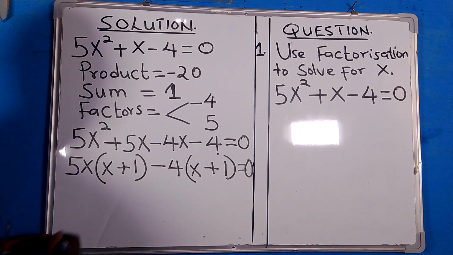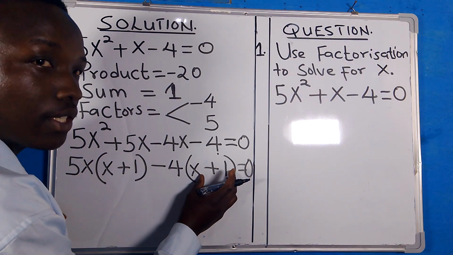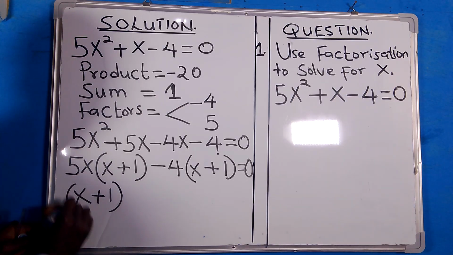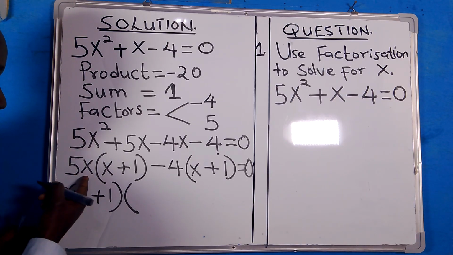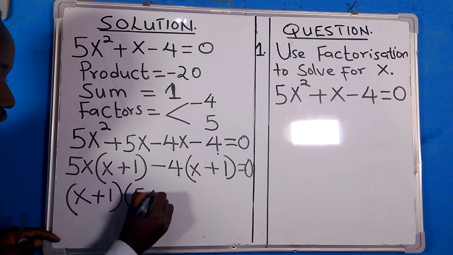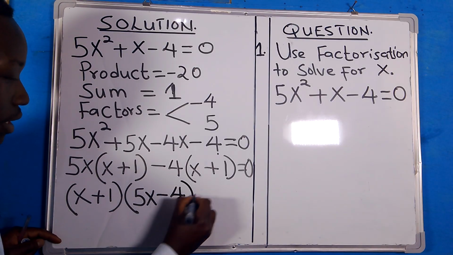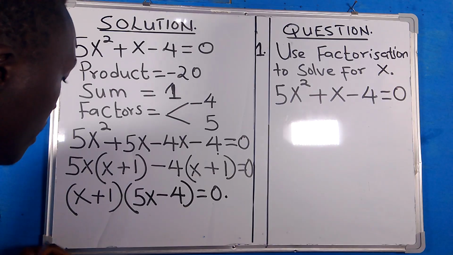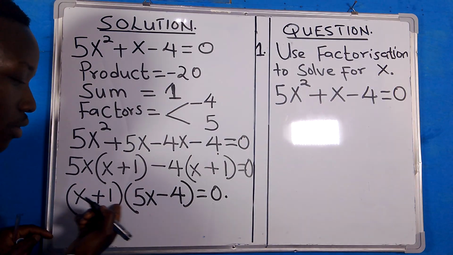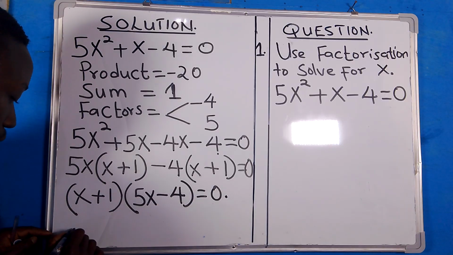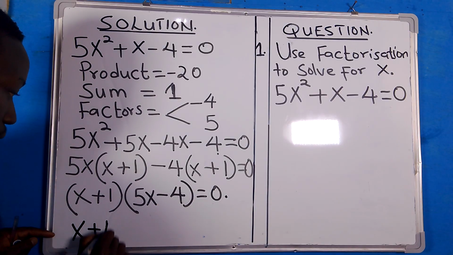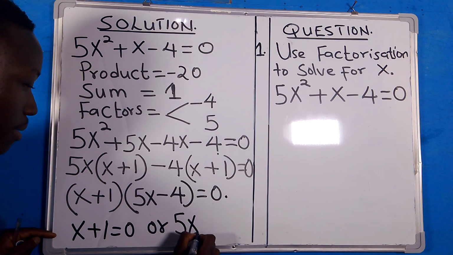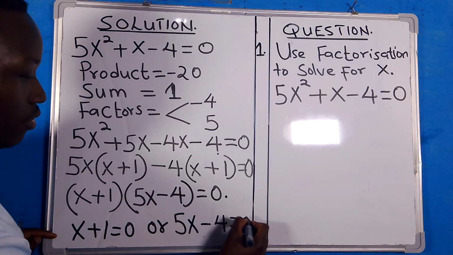Whatever we are going to do now, since our brackets are identical, we will choose one, x plus 1, into brackets, and the one that is outside the bracket, 5x minus 4, is equal to 0. So this simply states that either x plus 1 is equal to 0 or 5x minus 4 is equal to 0.